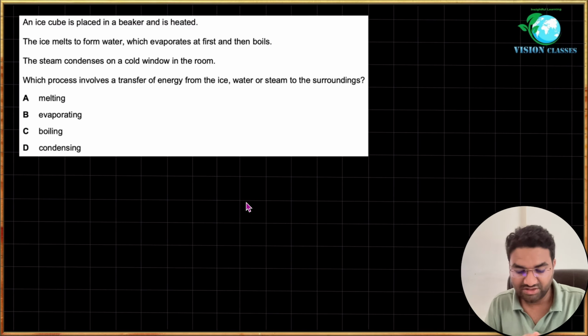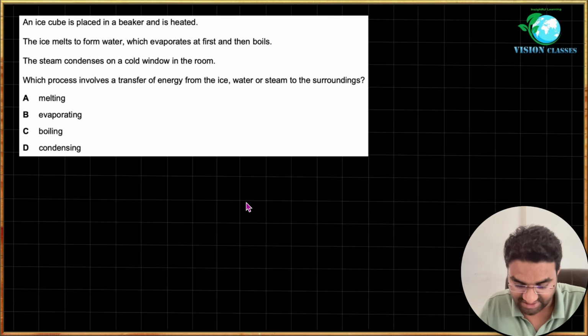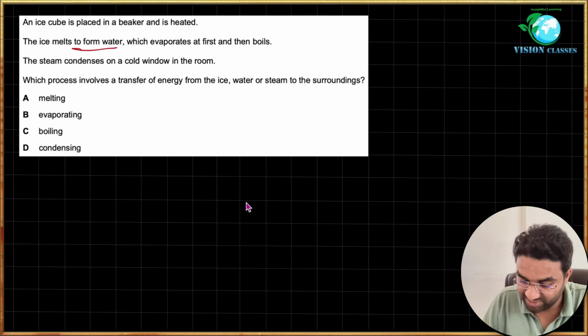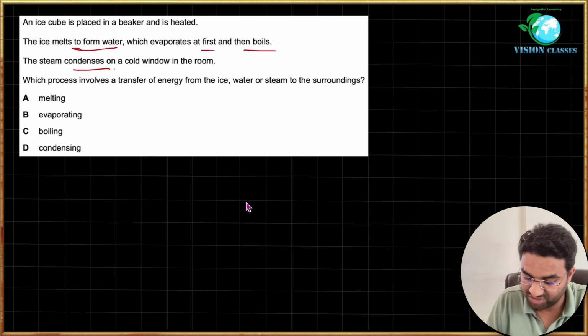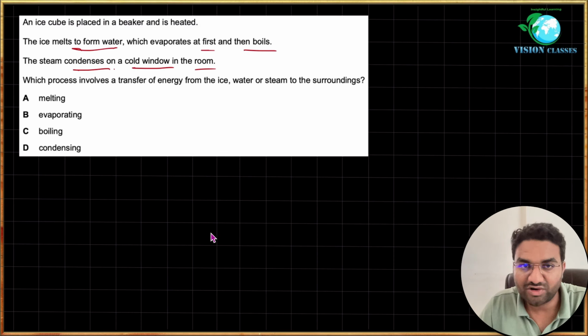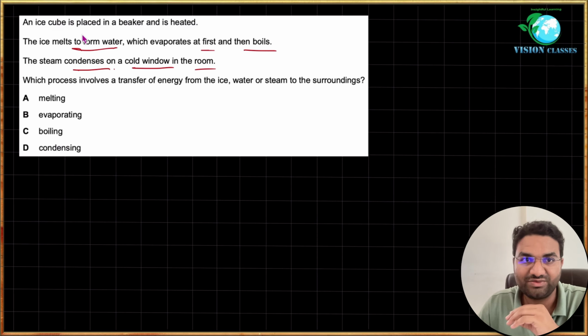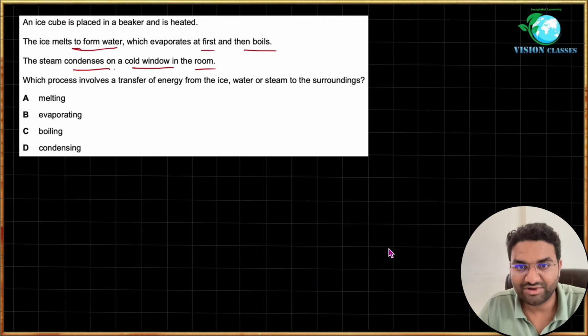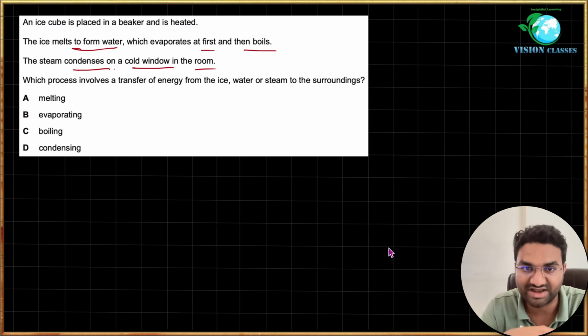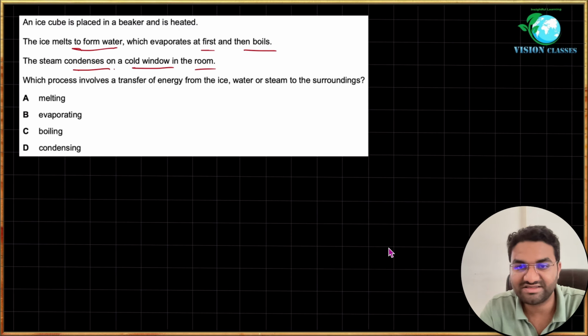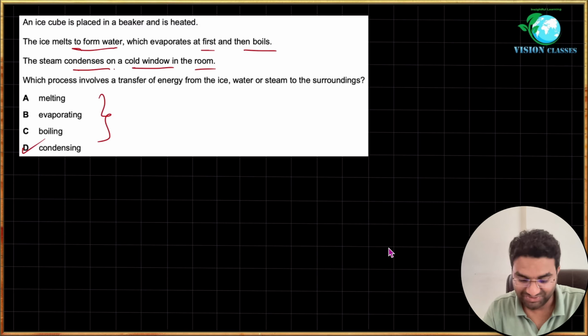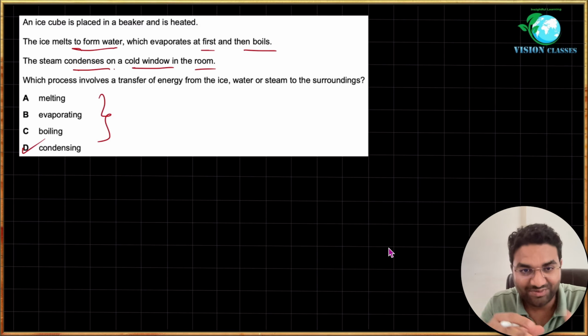Then the next one: an ice cube is placed in a beaker and heated. The ice melts to form water, which evaporates first and then boils. The steam condenses on a cold window. Which process involves the transfer of energy from the surroundings to the ice, water or steam? So we have to explain the energy transfer. Melting, evaporation and boiling require energy input from the surroundings, and condensation releases latent heat to the surroundings. So the right answer is D, because in these three processes energy input is required, and in the condensation process energy is released to the surroundings. That's the difference, so we get the answer straight away. That's D. I hope you got all these answers.